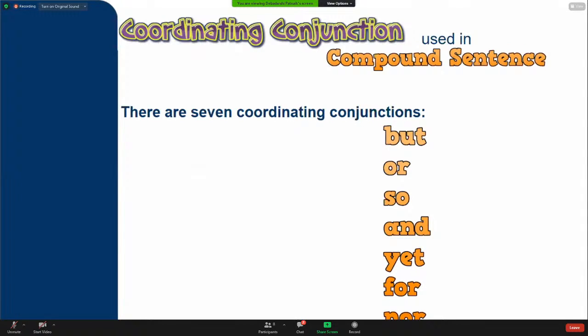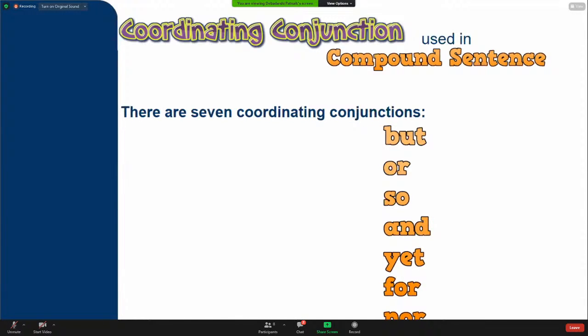Now, as you are saying, sir, is 'and' the only conjunction? No. Actually, there are seven coordinating conjunctions used in compound sentences: for, and, nor, but, or, yet, so. Yes, now I remember. So these are the seven. We normally use coordinating conjunctions to make compound sentences. So this is how we make it.